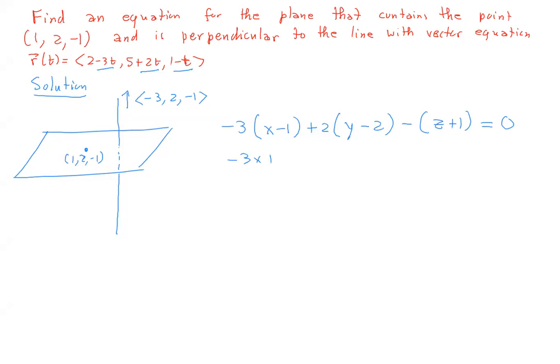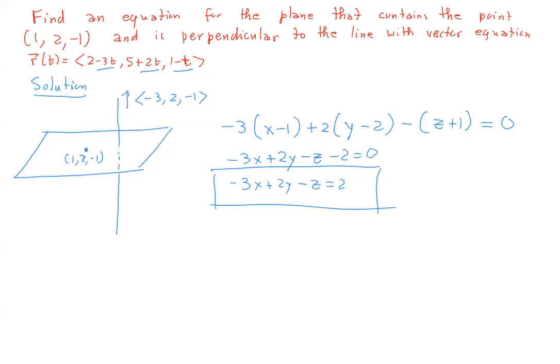Like I said before, it's not a necessity, but if we decide to do it, we will get -3x plus 2y minus z, and then let's add up together all the constants. It's going to be -3 times -1, that's 3, minus 4, that's -1, minus another one, that's -2. So -2 is equal to 0. And of course, you can rewrite this as -3x plus 2y minus z is equal to 2. Any of these three equations, as we said, would do just fine.